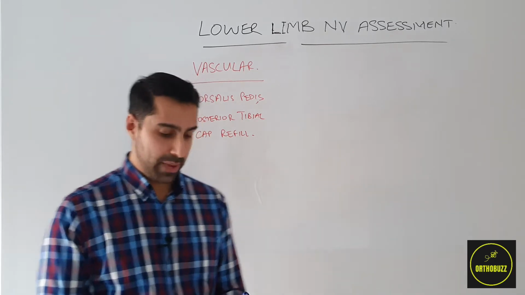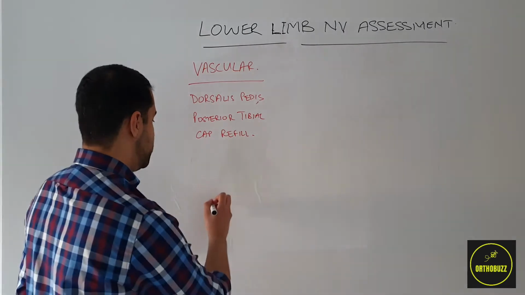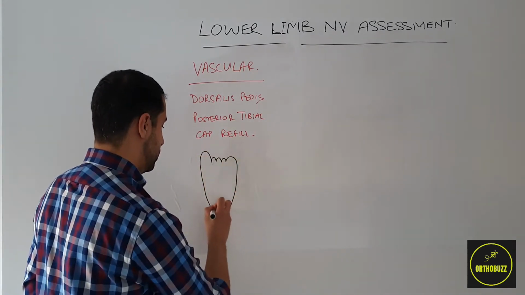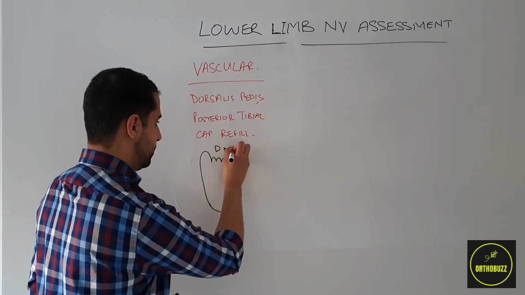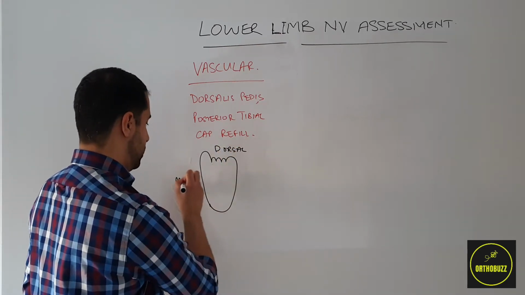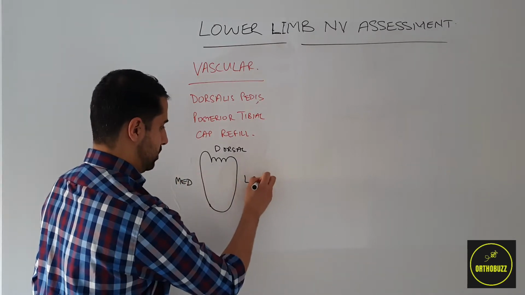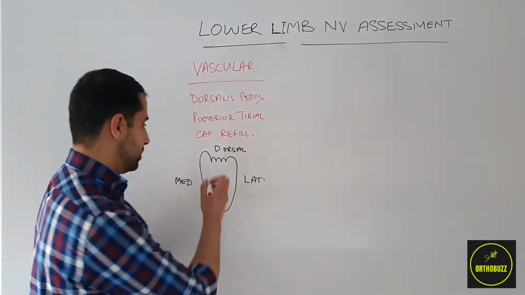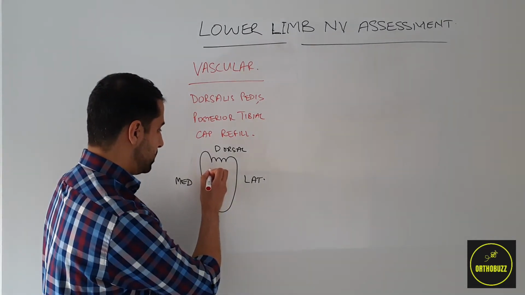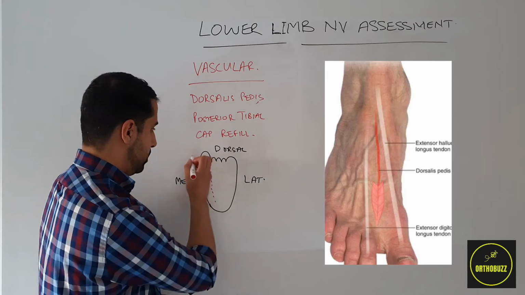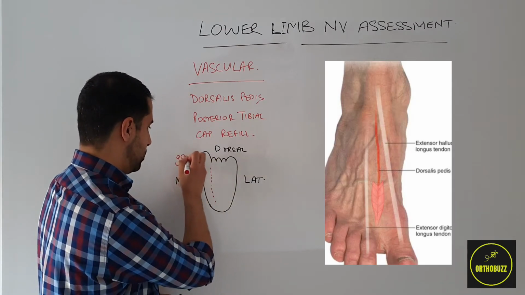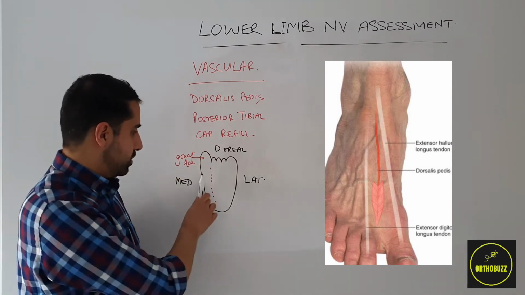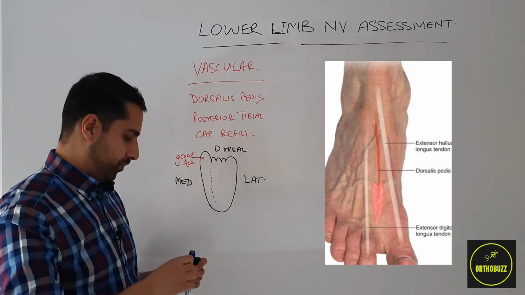But moving on to the palpation of these, if we first take the dorsalis pedis pulse, we'll draw a picture of the dorsal surface of the foot, where this is the medial side, this is the lateral side, and we'd find the dorsalis pedis pulse in the first intermetatarsal space. So if this is the great toe, we're going to find the dorsalis pedis pulse between the first and the second metatarsal.